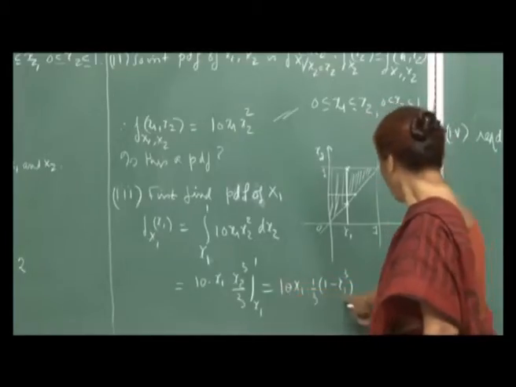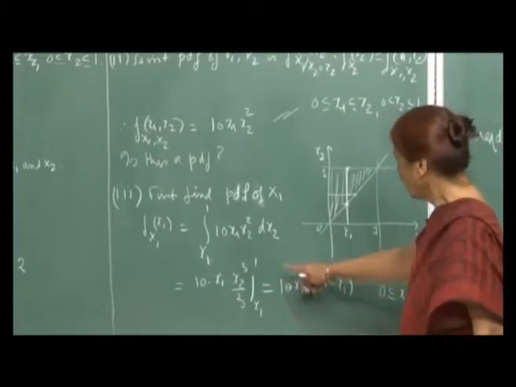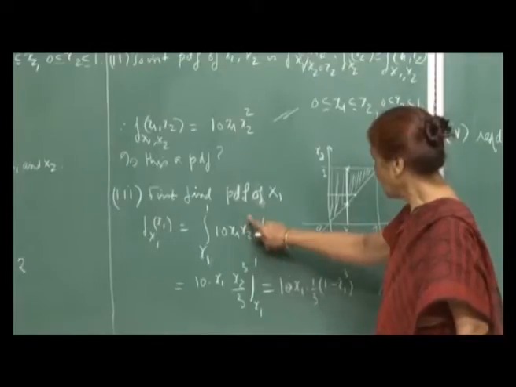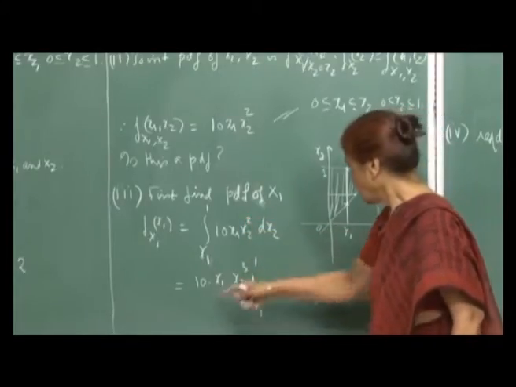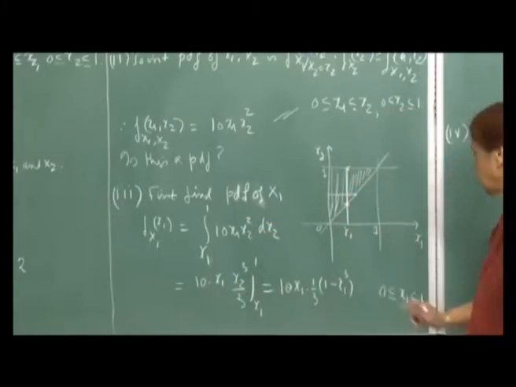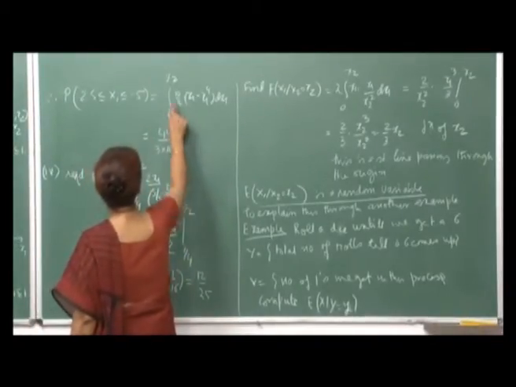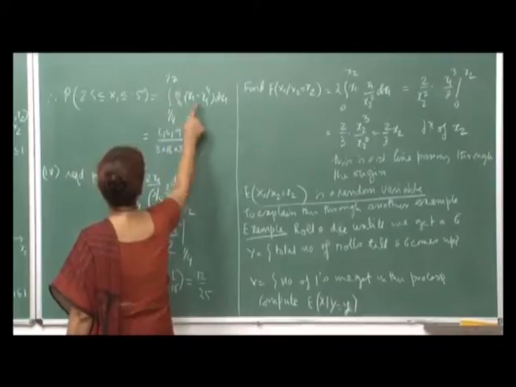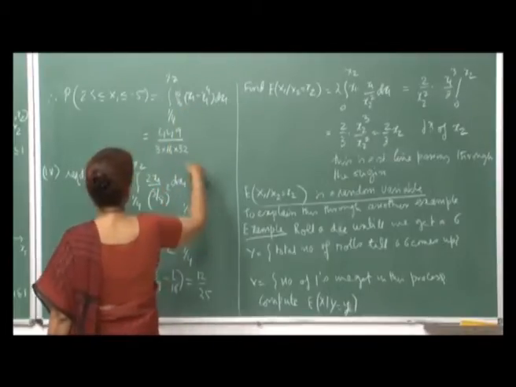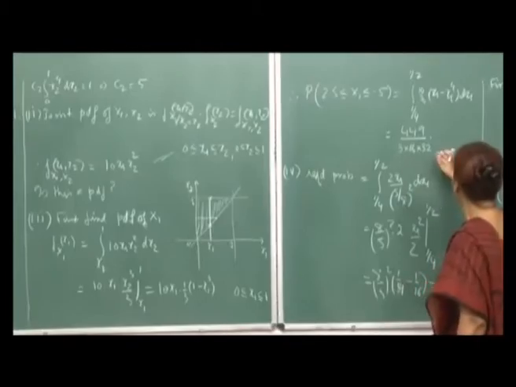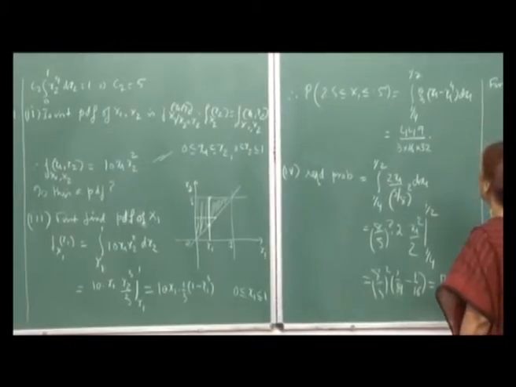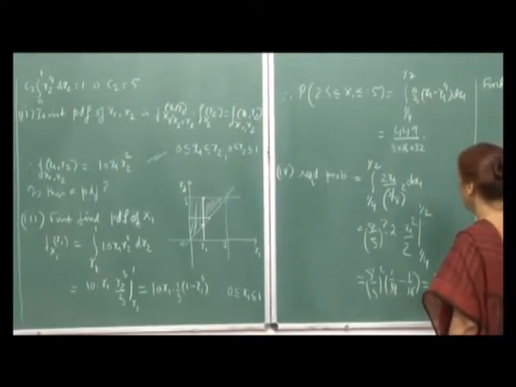So x 1 to 1 you integrate the joint PDF to obtain the marginal PDF of x 1. You are integrating with respect to x 2, so x 2 cube by 3 times 10 x 1, and this is the expression for the marginal. Once you have the marginal for x 1, you integrate it again from 1 by 4 to 1 by 2 to obtain the probability, and the number that I get is this. Maybe you need to simplify this further and get the right answer.